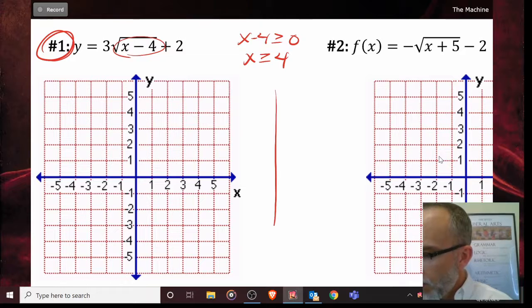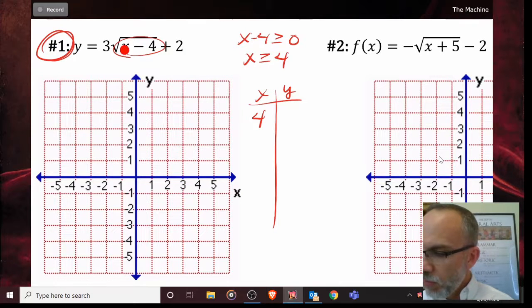So I'm going to pick some values now for x and y. So if I do x is 4, follow the math now. 4 minus 4 is 0. The square root of 0 is 0. 3 times 0 is 0, plus 2. Okay, 4, 2. Right there.